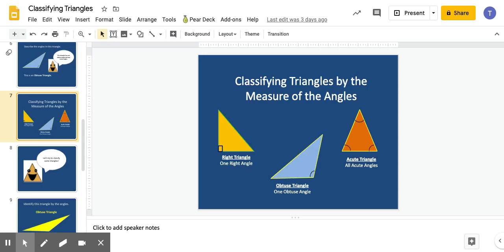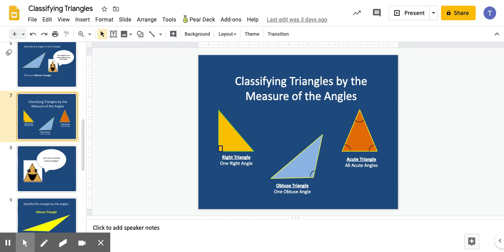Today we're going to be talking about classifying two-dimensional figures. The first figures that we are going to look at classifying are triangles. There are three different types of triangles that you can classify using their angles. Just to review, a right angle measures exactly 90 degrees. An obtuse angle is an angle that is greater than 90 degrees, and an acute angle is an angle that is less than 90 degrees.